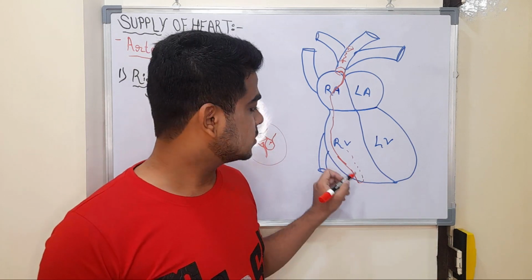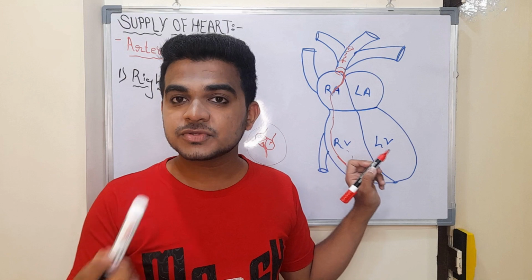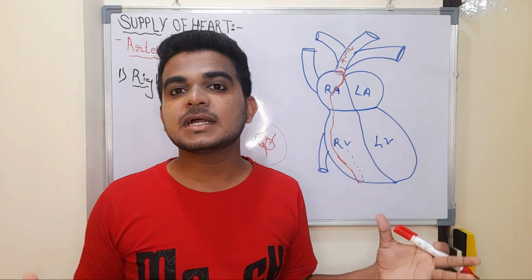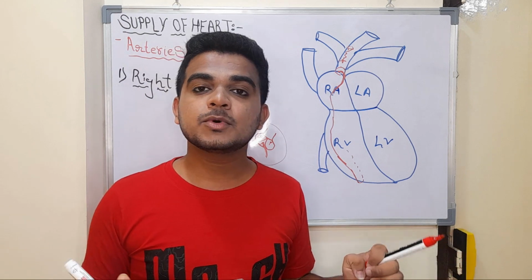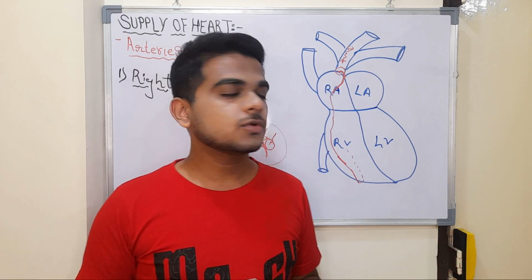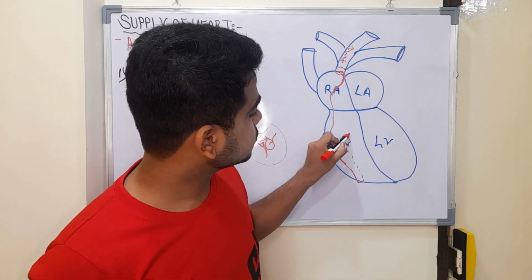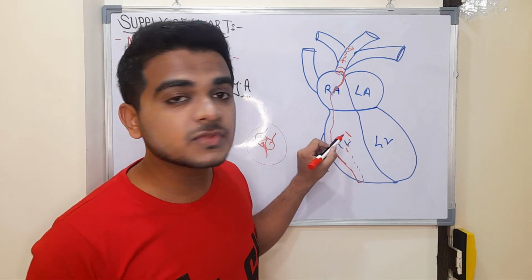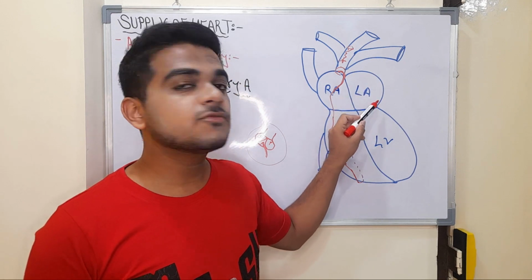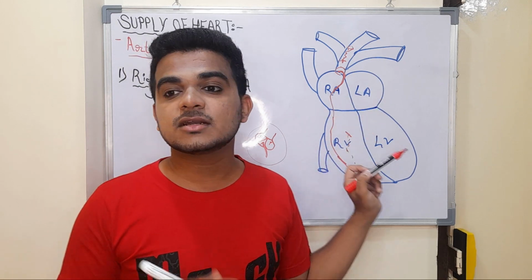Through this groove, the right coronary artery goes posteriorly, and after reaching the back, it gives some branches posteriorly and anastomoses with the circumflex branch of the left coronary artery. Here is the termination part of the right coronary artery. On this surface, from the left coronary artery posteriorly, there is a circumflex branch.